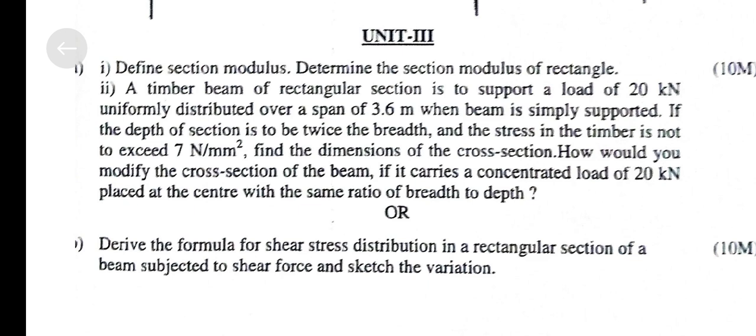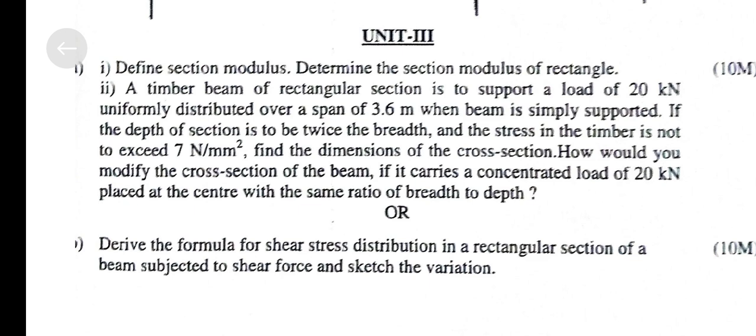B. A timber beam of rectangular section supports a load of 20 kN uniformly distributed over a span of 3.6 meters when the beam is simply supported. If the depth of section is to be twice the breadth and the stress in the timber is not to exceed 7 N/mm², find the dimensions of the cross section.